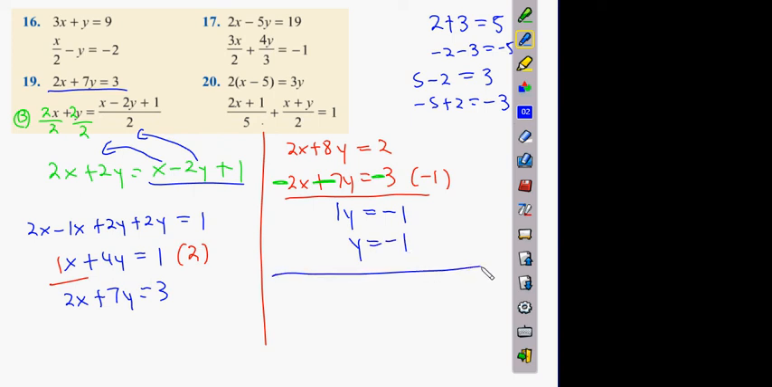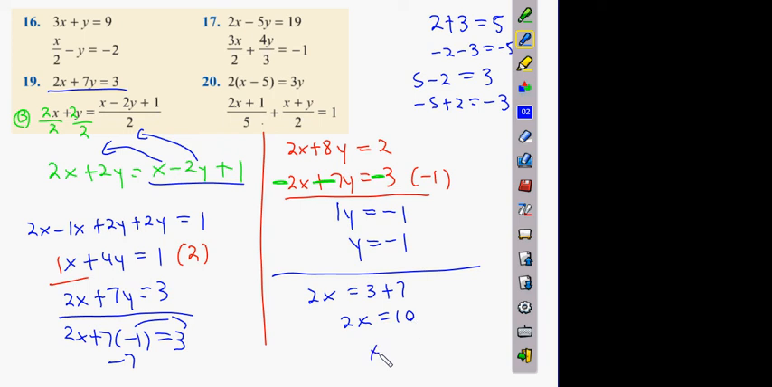Once we figured out that y equals minus 1, we now need to finish off the job. I'm going to replace in minus 1 into this equation here. I'm going to get 2x plus 7 times minus 1 equals 3. That's minus 7 when you multiply it out. Bring it over to the other side and it becomes 3 plus 7. 2x equals 10. X equals 5. Is that right? Yeah. Okay.